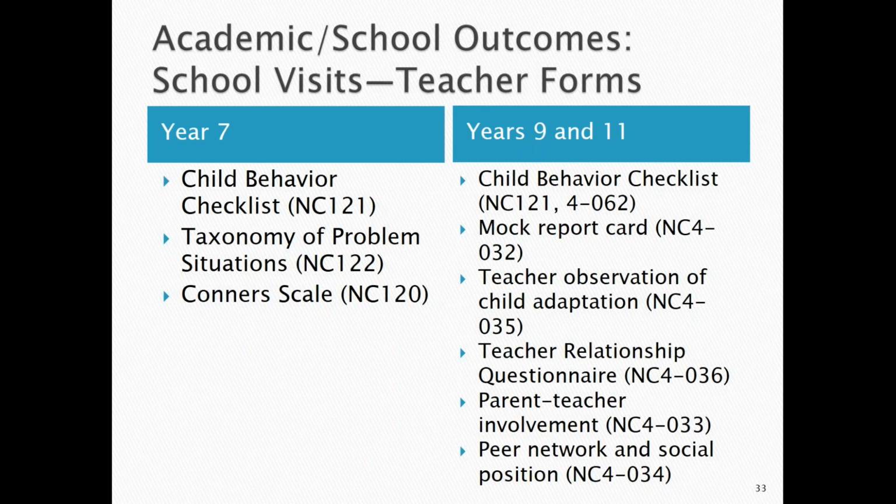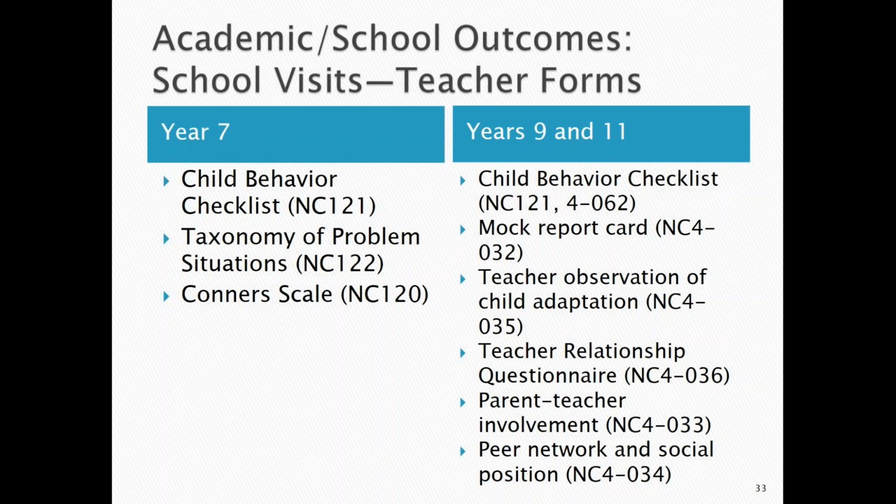At year 7, there's also something called a taxonomy of problem situations, and then the Conners scale. So those of you interested in ADHD, you can also look at that from the teacher's perspective. At years 9 and 11, there was a mock report card, so the teacher gave their ratings on the child's performance in different academic areas. They also talked about their work habits.